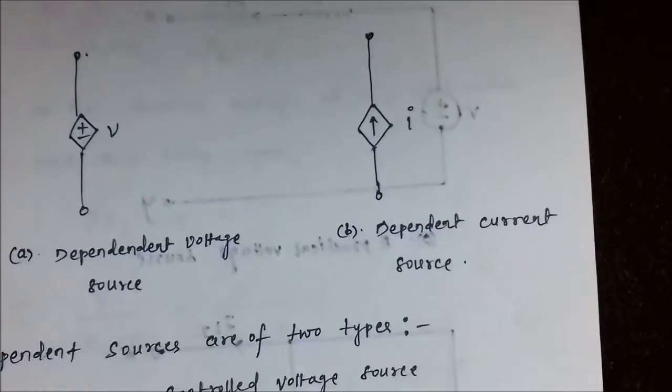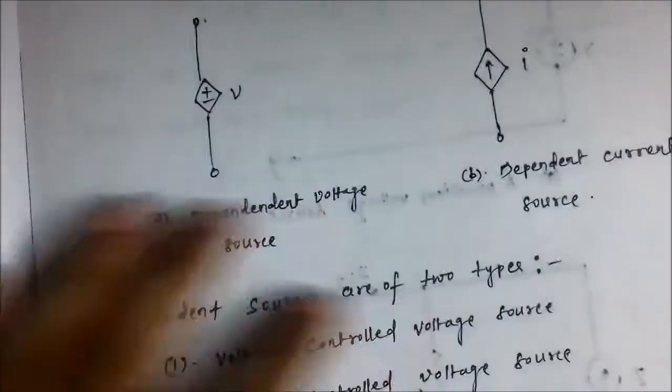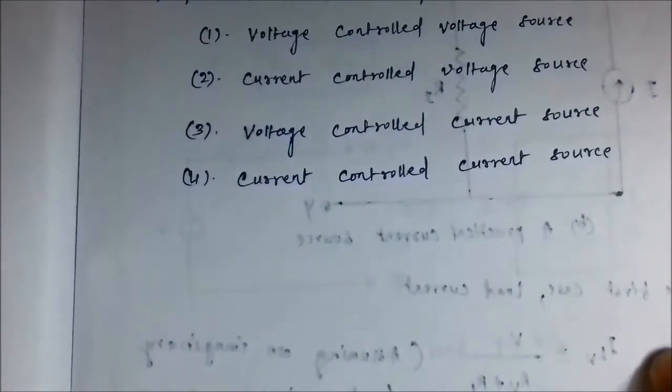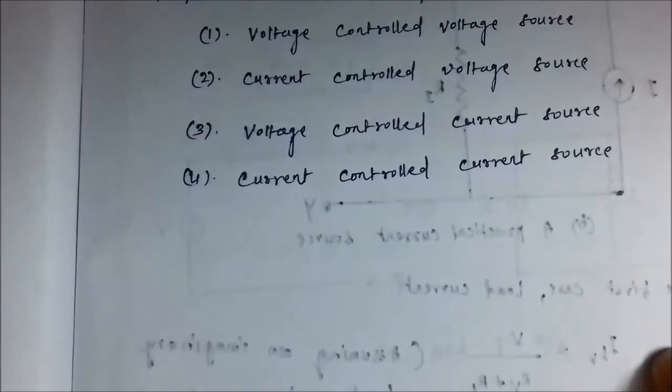Now dependent sources are of the following types. First is a voltage controlled voltage source, where the magnitude and direction of the voltage depends on some other voltage connected in the circuit. Current controlled voltage source, where a circuit current at some point in the network controls the magnitude and direction of the voltage.